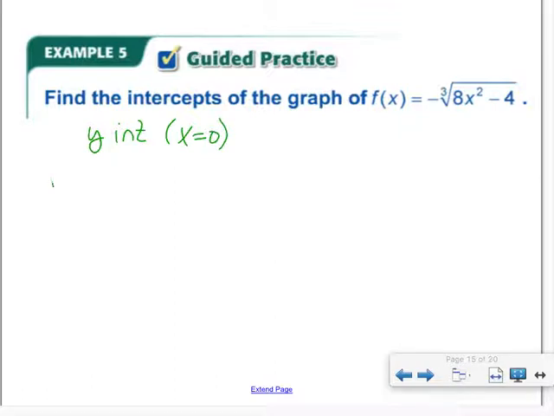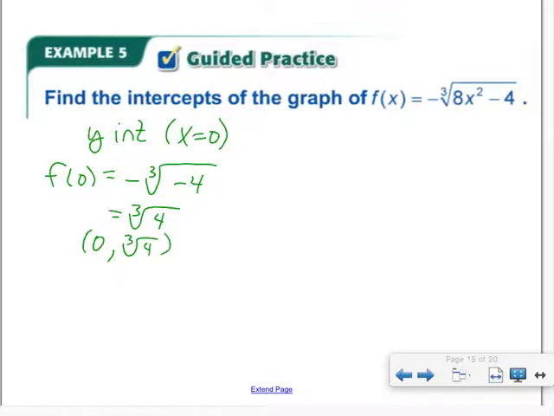So it's great because we can just plug in 0. So we get the negative cubed root of -4 when you plug in 0, because the x squared would go away and you get 0 minus 4, which is -4. The negative would come out in front, making it a positive. So the exact answer is the cubed root of 4. If you were to graph this, that's approximately 1.56. So that's where we hit the y-axis. So that is our y-intercept.